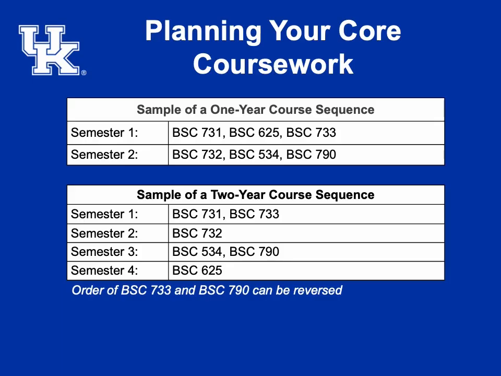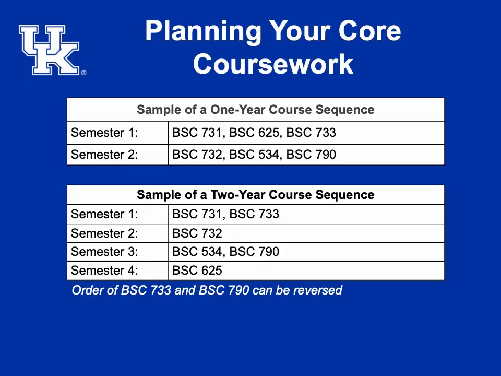Then in your second semester, you'd register for BSc 732, interdisciplinary protocol development, BSc 534, which is the ethics course, and BSc 790, which is the independent study course focused on you conducting your research under the supervision of your mentor. A couple of notes about the 1-year sequence. First, BSc 731 is a prerequisite for 732, so that's why we're recommending the order that you see on the slide. The other thing to note is that BSc 733 and 790 can easily be reversed in the 1-year sequence.